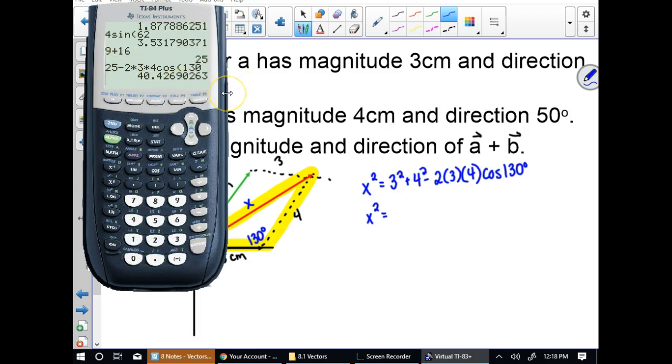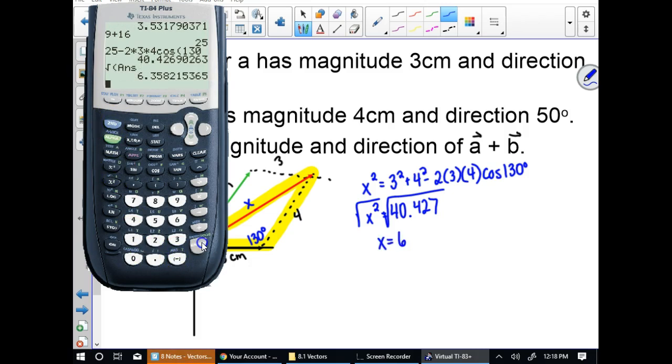Okay, and so we get 40.427, and we are going to square root both sides of that. And whenever you do that, you get 6.358. They measured these in centimeters, so that's going to be centimeters. I'm going to go ahead and store this as x.